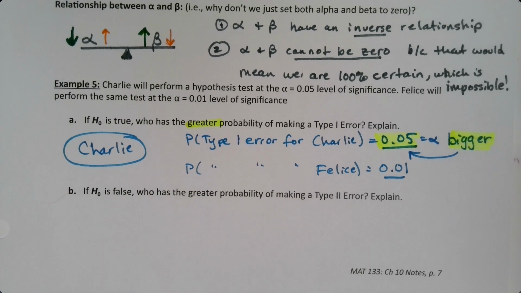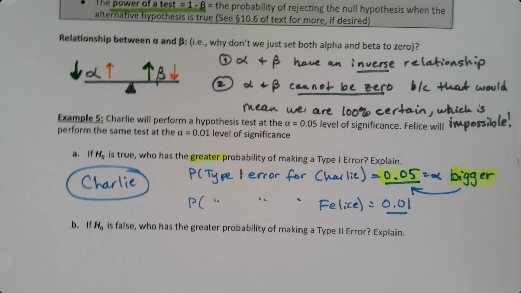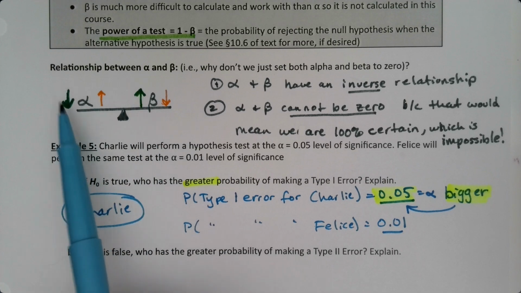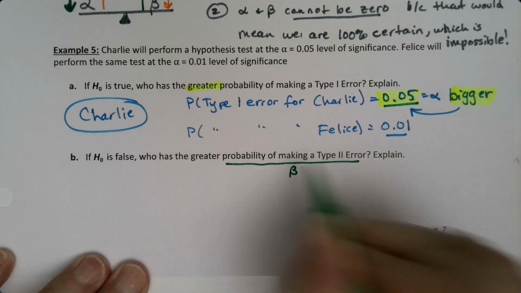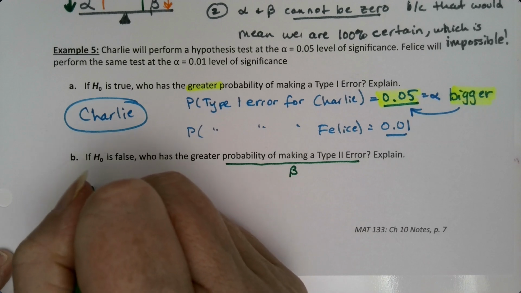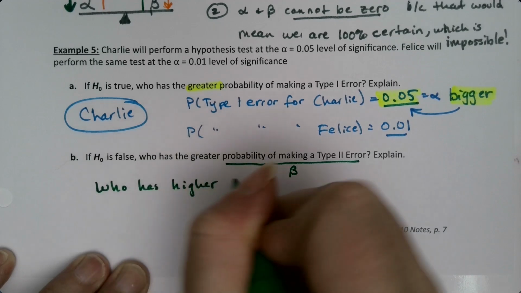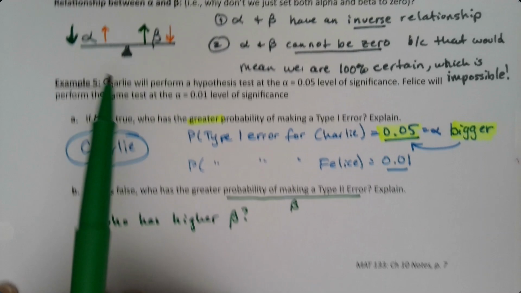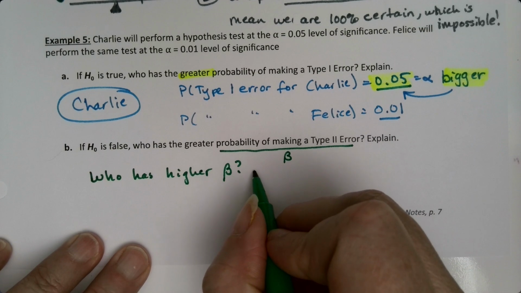All right, if H naught is false, who has the greater probability of making a type 2 error? That's trickier, right? Because a type 2 error is beta. Now, beta goes up when alpha goes down, right? So let's remember, the probability of a type 2 error is beta. So what I'm really asking is, who has the higher beta? Well, I didn't give you beta. I gave you alphas. But alpha and beta have an inverse relationship.